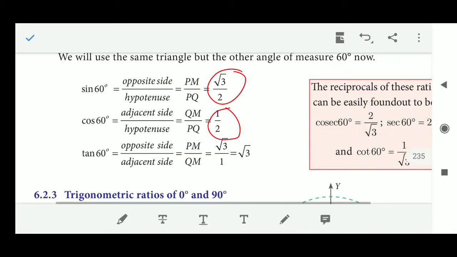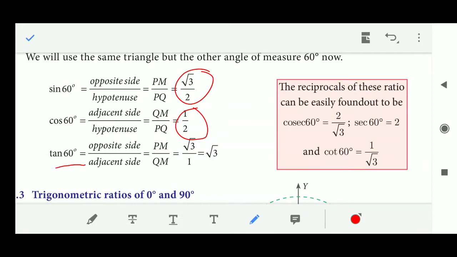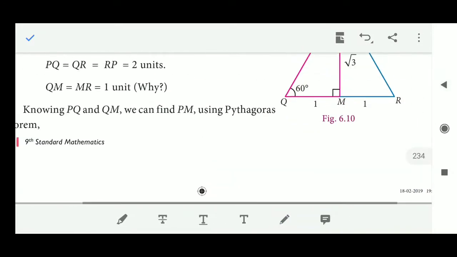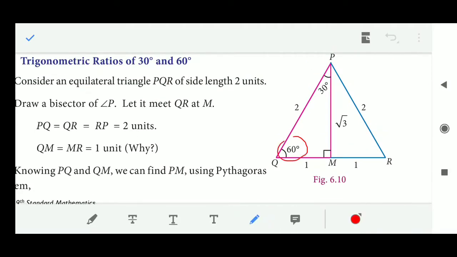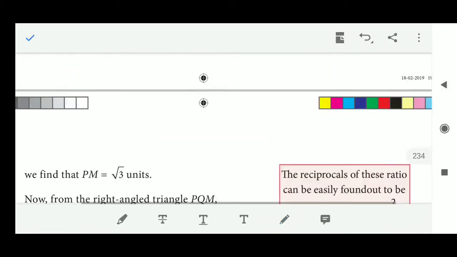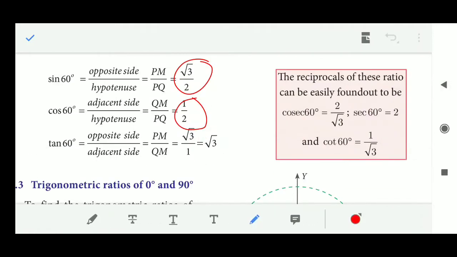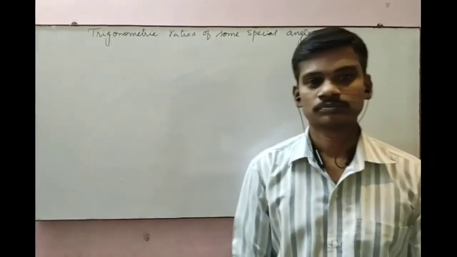Next comes the tan 60. Tan 60 is equal to opposite side by adjacent side. Opposite side is root 3 and the adjacent side is 1. So you will get root 3 by 1, that is tan 60 degree. Tan 60 is equal to root 3 by 1. On simplification you will get root 3. This is the way of knowing the trigonometric ratios from the triangle.